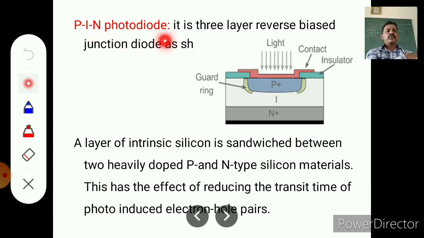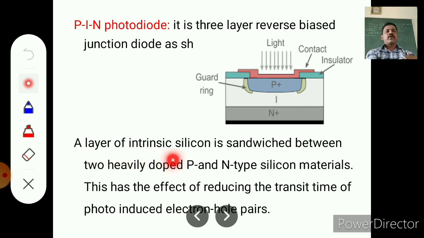A PIN photodiode is a 3-layer reverse bias junction diode as shown in the figure. Here the light is incident through the glass window. There is p-type material, n-type material, and between the p-type and n-type, one intrinsic semiconductor or insulator layer.